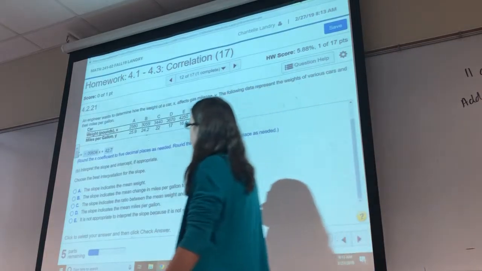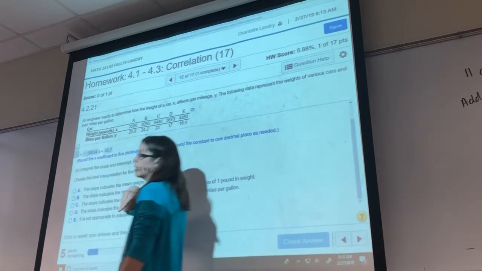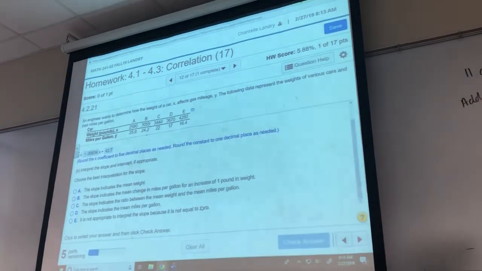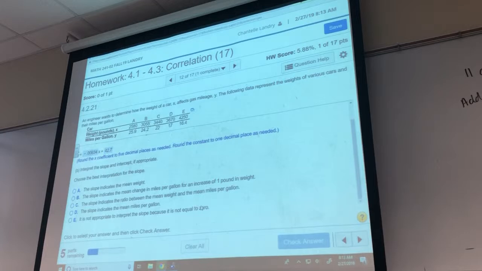For this one, here's our slope right here. It's negative, so that means when we have our least squares regression line, it's going to be pointing slightly down and to the right. So it's going to be a bit of a negative correlation for us.